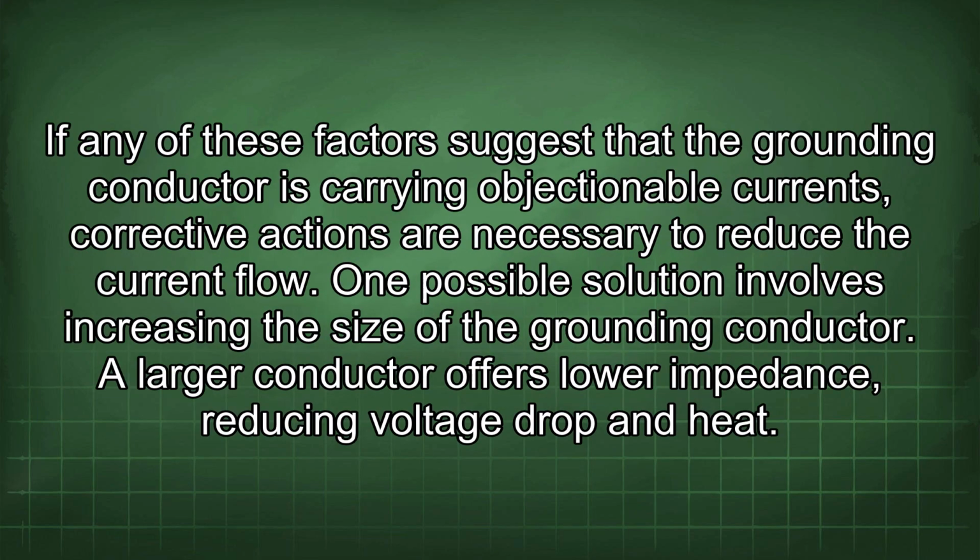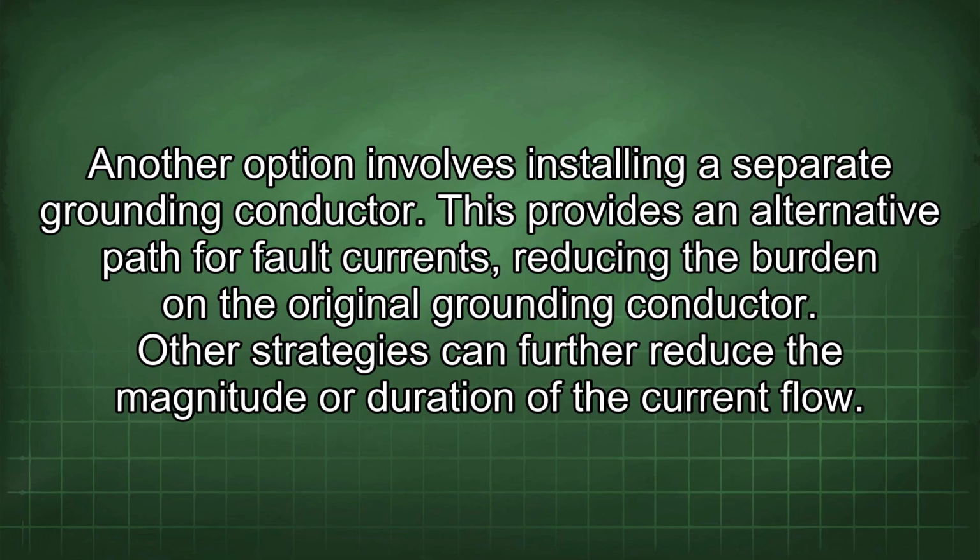If any of these factors suggest that the grounding conductor is carrying objectionable currents, corrective actions are necessary to reduce the current flow. One possible solution involves increasing the size of the grounding conductor. A larger conductor offers lower impedance, reducing voltage drop and heat. Another option involves installing a separate grounding conductor. This provides an alternative path for fault currents, reducing the burden on the original grounding conductor. Other strategies can further reduce the magnitude or duration of the current flow.